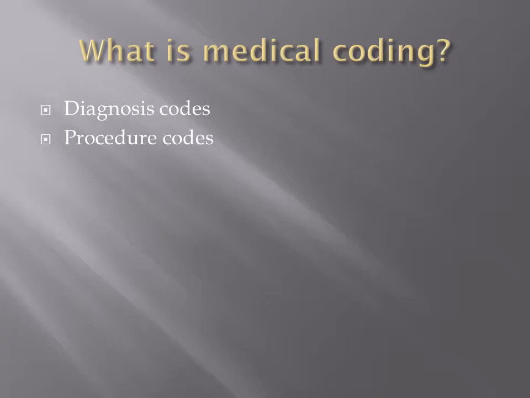So, what is medical coding? Medical coding is a way of putting a diagnosis or a procedure into a numeric form. This will protect the information. The diagnosis codes designate the reason for the encounter. Procedure codes indicate the services rendered. I like to think of it as the diagnosis is why the patient came to the office, why we're seeing them, and the procedure is what we did for them.